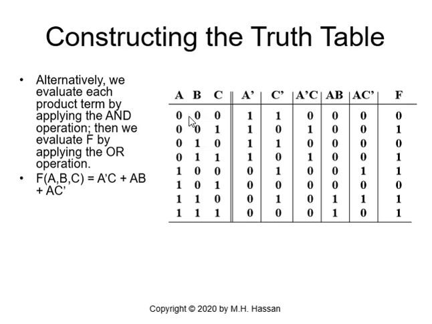AB could be found from here. 0 and 0 is 0. 0 and 0, 0, 0 and 1, 0, 1 and 0 is 0, 1 and 0 is 0, 1 and 1 is 1, and 1 and 1 is 1. So you generate two ones here.